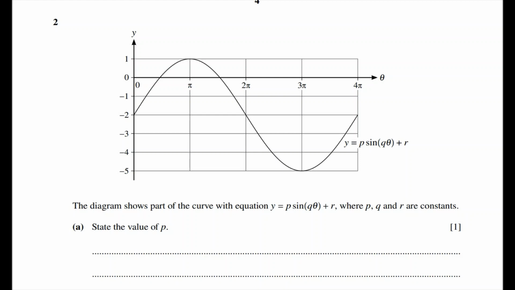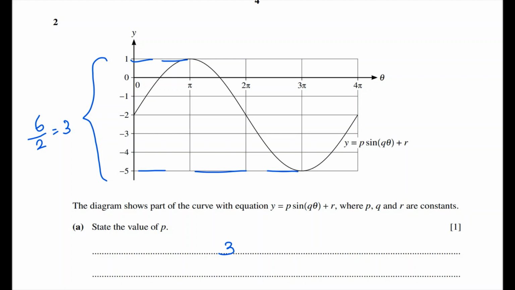So p is a stretching factor along the y-axis. So let us see how much it got stretched. So here it's 1 and here it is minus 5. So the difference between 1 and minus 5 is 6, and 6 divided by 2 is 3. So it got stretched by a factor of 3. The p value is 3.